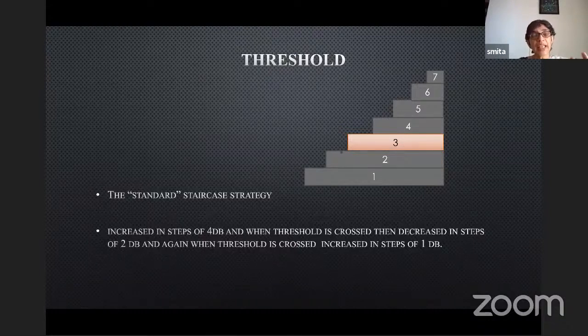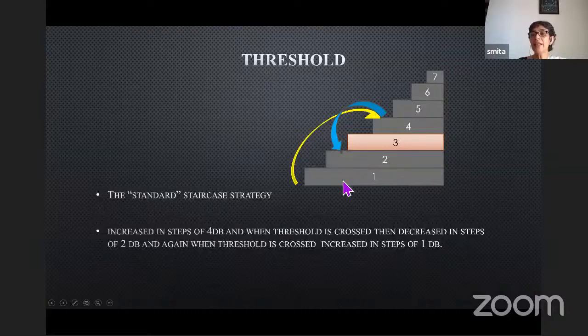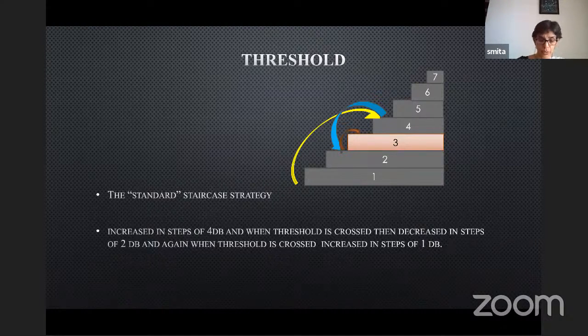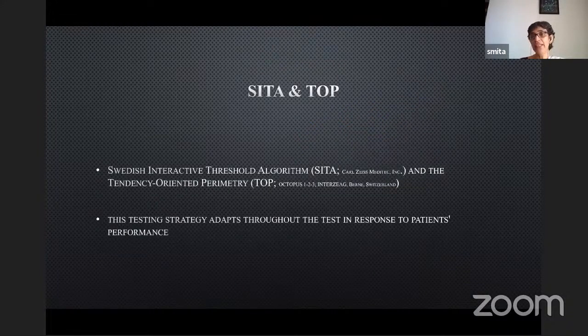Now, determining threshold, even at those points which we have sampled for a test, is itself very time consuming. So what is done? We do something called a standard staircase strategy. These staircase strategies are actually very complex, but I'll give you a simple up and down strategy where we increase the intensity of light in steps of 4 decibels. And when the threshold is crossed, we decrease it in steps of 2 decibels. And again, when the threshold is crossed, we increase in steps of 1 decibel. But it was found that again, this strategy is very time consuming. This determination of threshold is very time consuming.